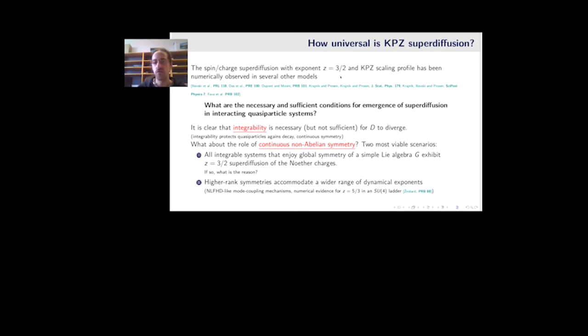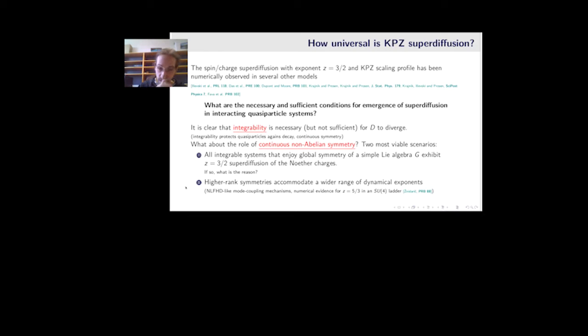beyond this 3/2. So the two most viable scenarios at that point were that all integrable systems that have a non-abelian global symmetry of a simple algebra G will exhibit superdiffusion with the dynamical exponent z equal 3/2 in the sector of the Noether charges. But if this is indeed true, the question is why?